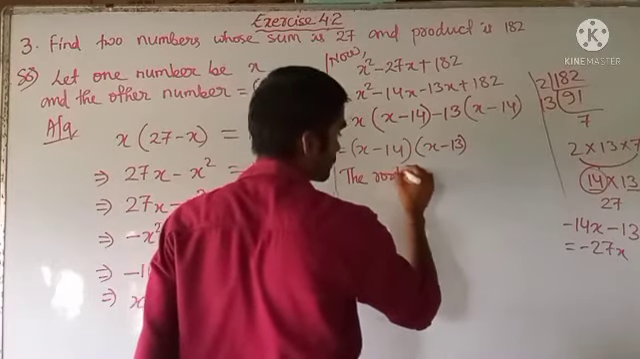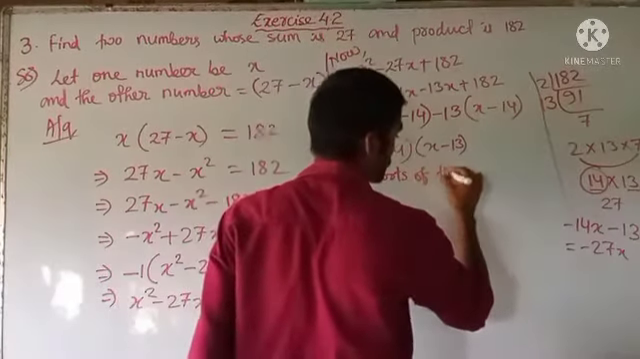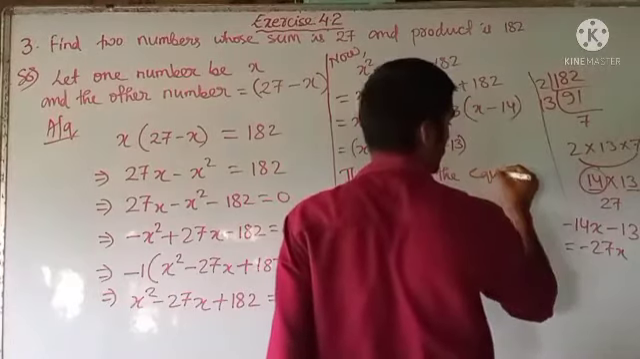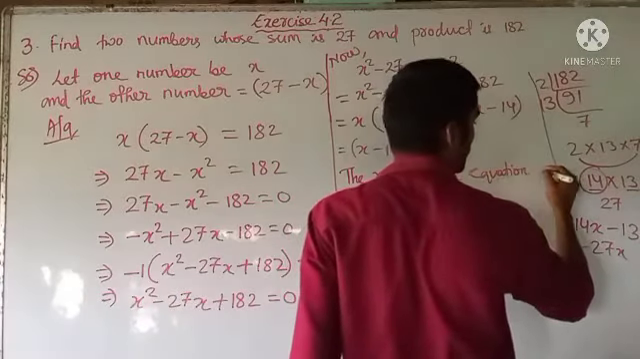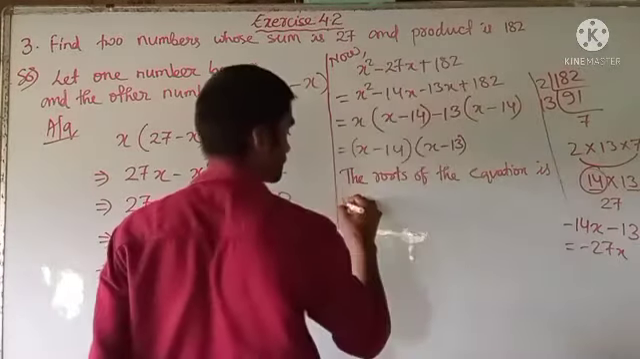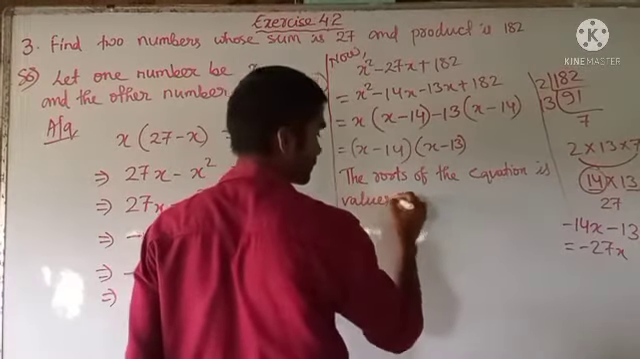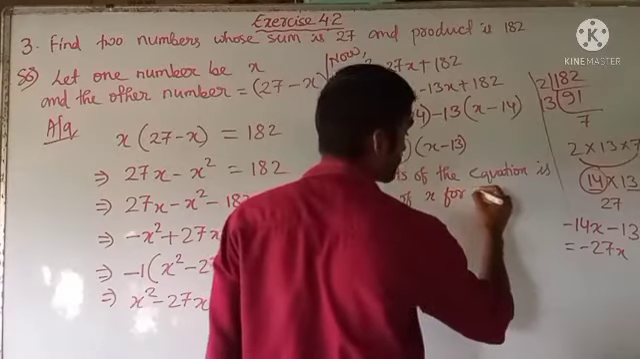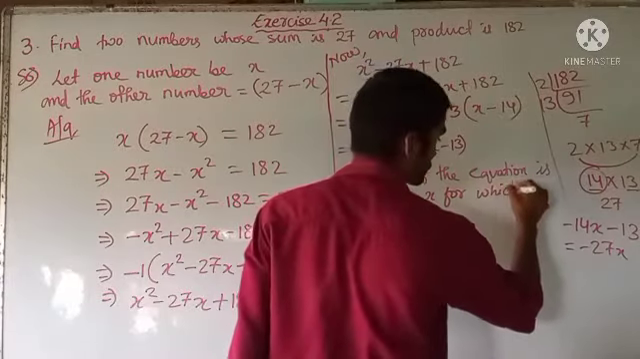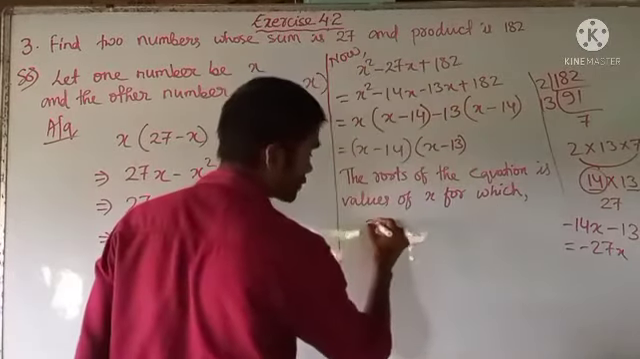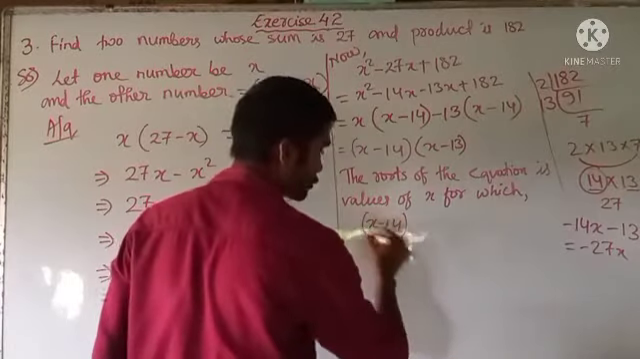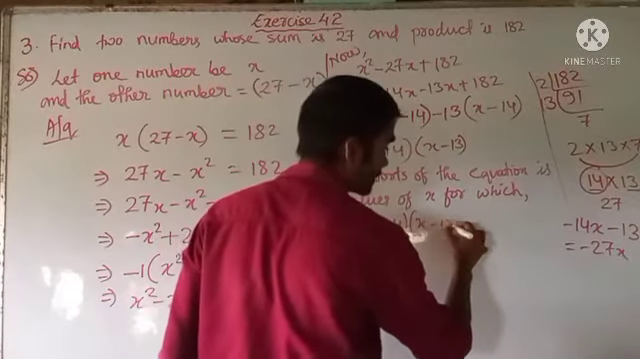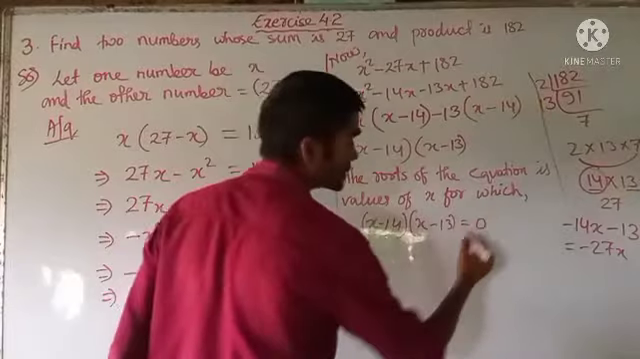Now we can write here, the roots of the equation are the values for which x minus 14 into x minus 13 is equal to 0.